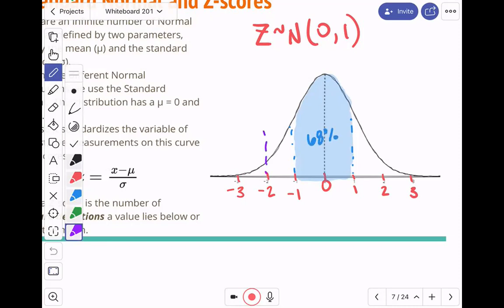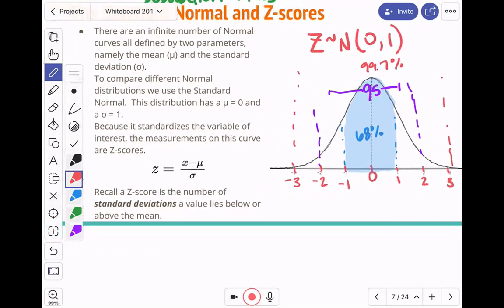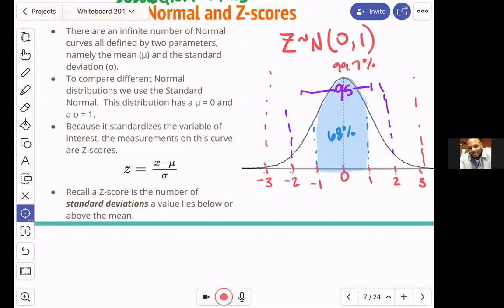How much data sits inside of here? Within 2 standard deviations. 95%. Good. Do y'all remember that? How much data sits within 3 standard deviations? 99.7%. Right? So these are estimated values. I'm going to show you in a few how we can actually calculate these true values using Excel. Now, in order to do this, we're going to use z-scores.